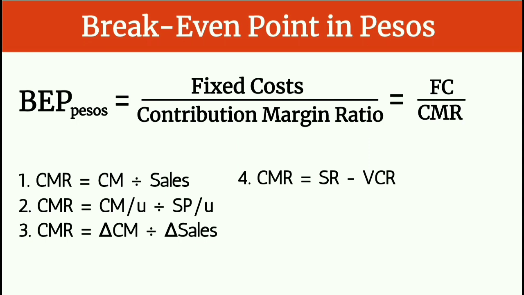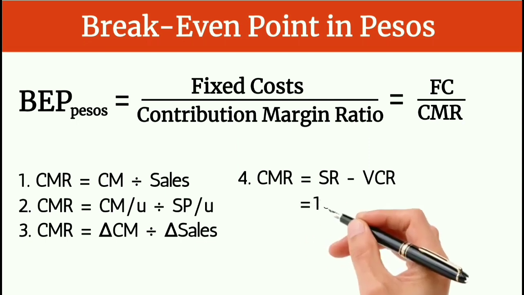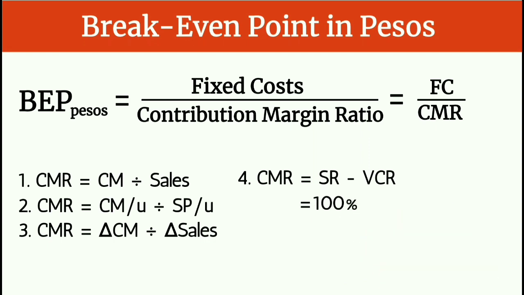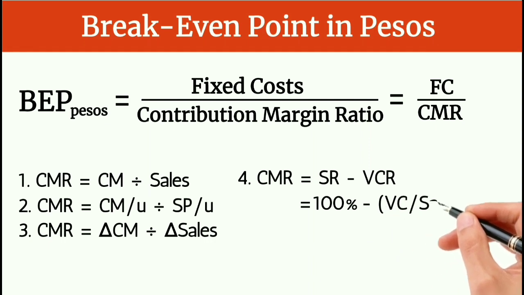Take note that SR or sales ratio is always 100%. Sa income statement kasi, ang sales ay 100% palagi. Sa balance sheet or sa statement of financial position, ang 100% naman ay total assets. Para makompute yung VCR or variable cost ratio, i-divide natin yung sales sa variable cost. That means variable cost divided by sales.